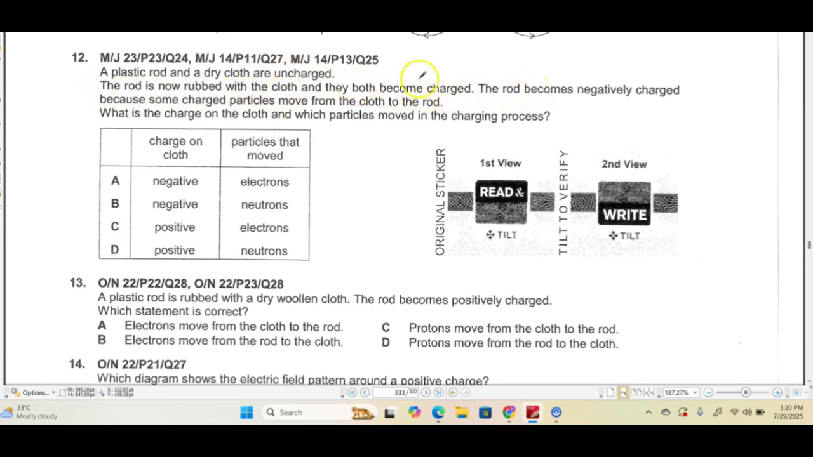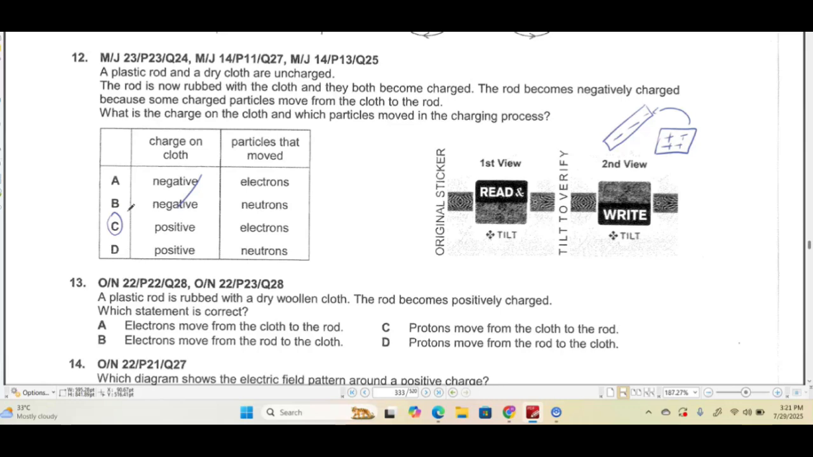The rod becomes negatively charged, but some charged particles move from the cloth to the rod. What is the charge on the cloth and which particles move in the charging process? Okay, if the rod has become negatively charged, then the cloth would have become positively charged, and this is due to the fact that electrons have transferred from the cloth to the rod. So the charge on the cloth would be positive and the particles that moved would be electrons. Okay, so C is our correct option.